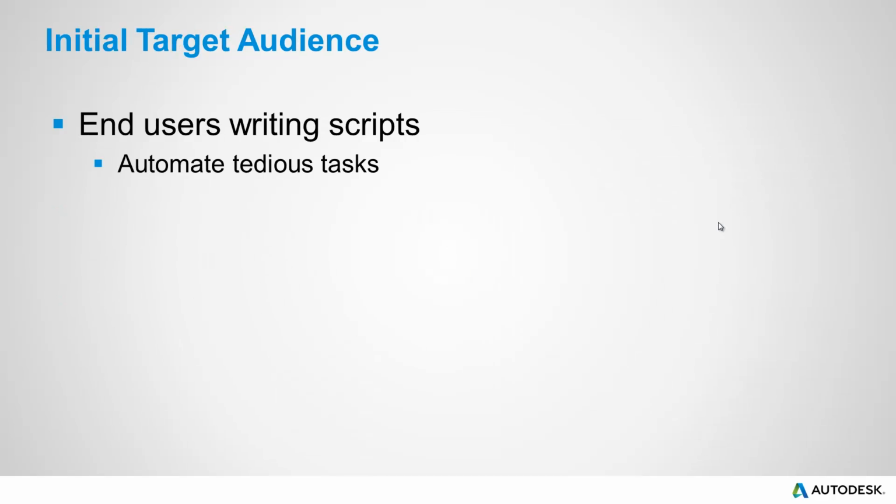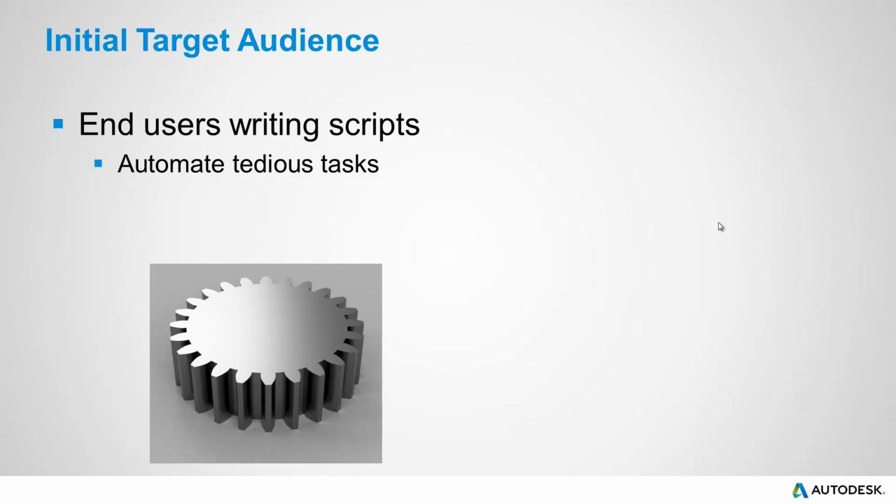All right, so when we began this API project, the initial target audience was for end users that were writing script, mainly to automate tedious tasks. And so what do I mean by that? So let's say you're doing a design and you need a gear, right? And I want it to be an accurate gear, so I want some true involute teeth.